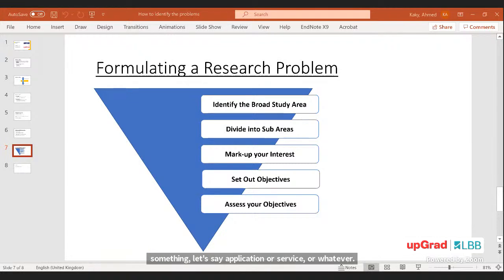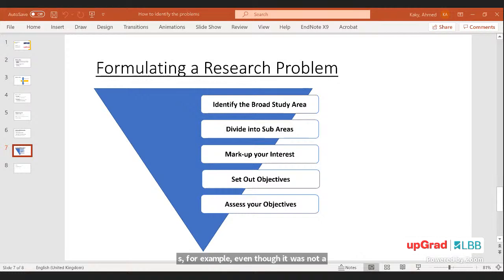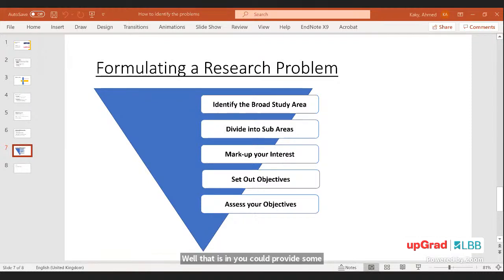Got it. And is it mandatory to have the paper as well? Link to the paper? Yeah, because we need to see that you have explored the literature and figured out similar studies, even though they are not exactly 100% similar to your study, because you need to work on something different. For that reason, you could provide some links to similar studies, not exactly the same. Correct. Thanks, Professor. That's all I have. You are welcome.